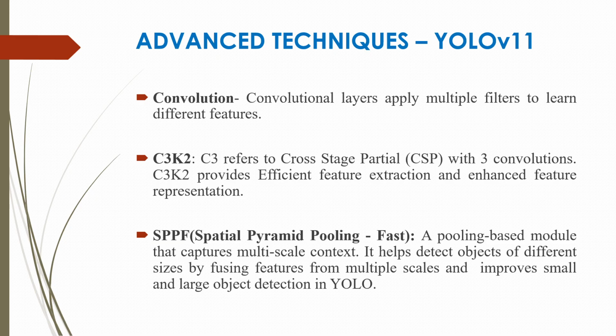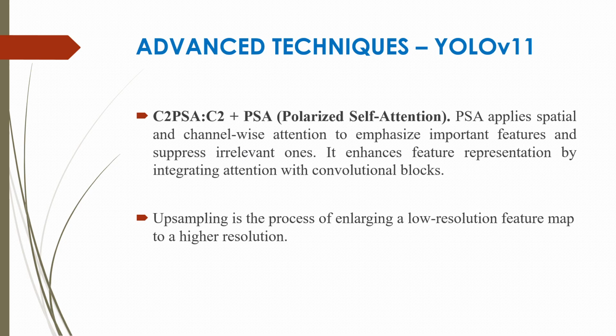The convolution layer applies multiple filters to learn different features. What is the use of the C3K2? C3 refers to the cross-stage partial with 3 convolutions. It provides efficient feature extraction and enhanced feature representation. The next one is spatial pyramid pooling fast, a pooling-based module that captures multi-scale context information. It helps to detect objects of different sizes by fusing the features from multiple scales, which improves small and large object detection in YOLO 11.